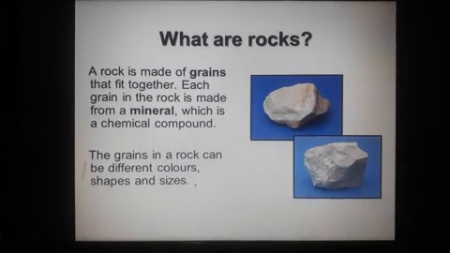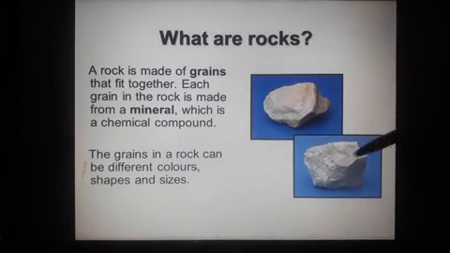Rocks can have different colors and sizes and textures. You can see the different colors, and you can see different sizes and textures.